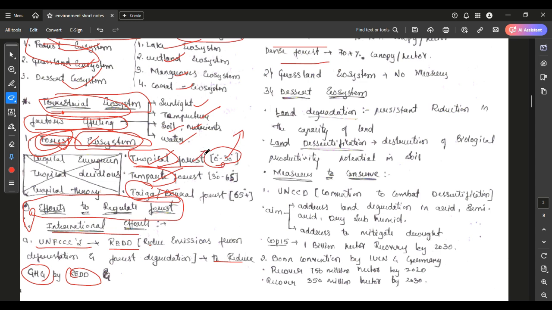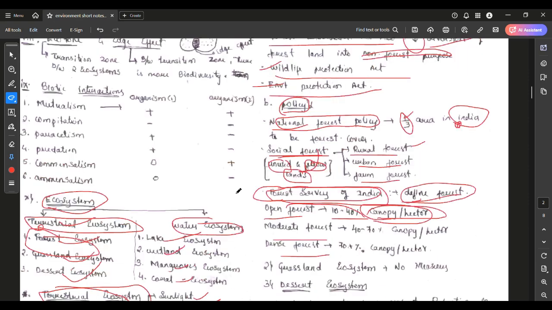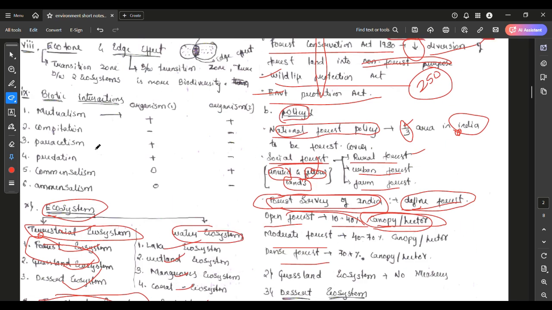You can see those points clearly in geography. You need not bother about the year. Later you can say the efforts to regulate the forest. First you can point out the international efforts and elaborate those points. Then the national efforts, and elaborate those points. By saying this, the 250-word answer will be completed. These are the ecosystems.